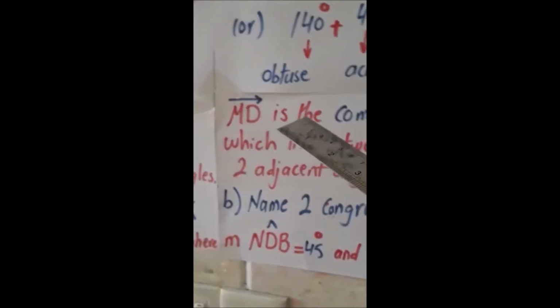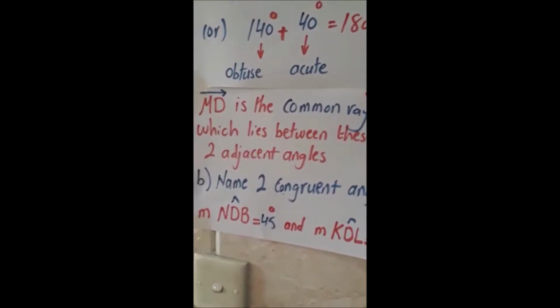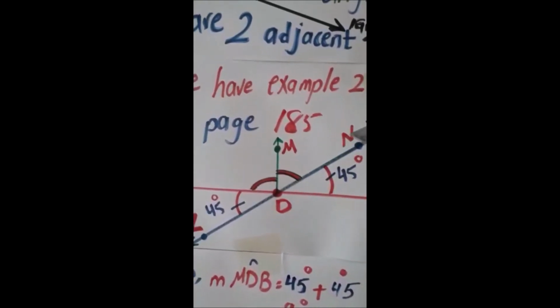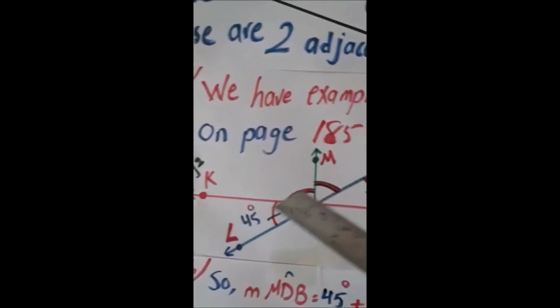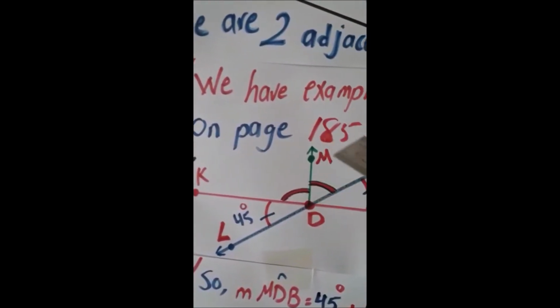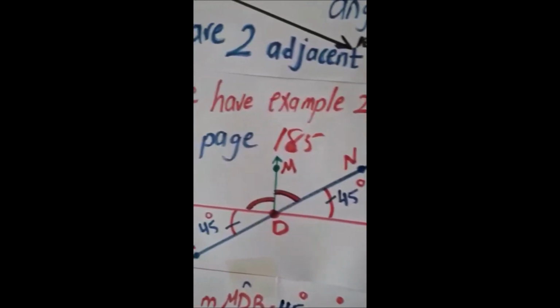So MDN and MDK are adjacent angles. Now, one more thing: he said MD is the common ray. Yes, because it lies between these two adjacent angles. Again, the adjacent angles are MDN and MDK, DN is ray 1 and DK is ray 2, and DM is the common ray, as you see, guys.